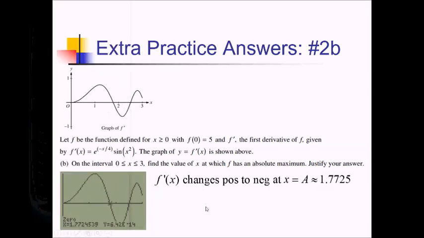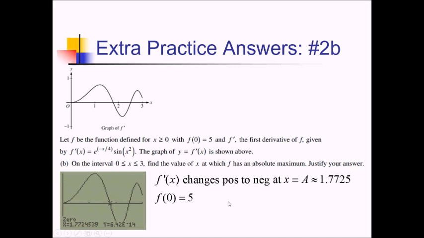So at this point, we've got the only critical value that could possibly be an absolute max, and we've shown why, because f prime changes positive to negative there. We have to test out this value along with the endpoints 0 and 3. So testing each of these out now, let's do f of 0 first because they told us that equals 5. So that was an easy one.